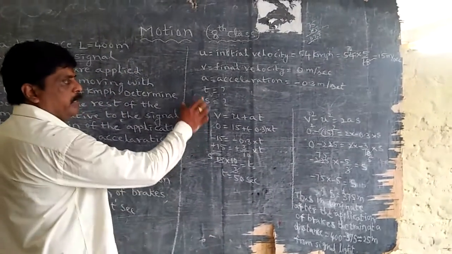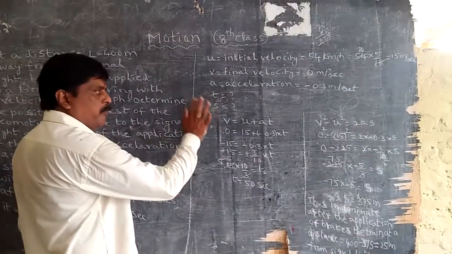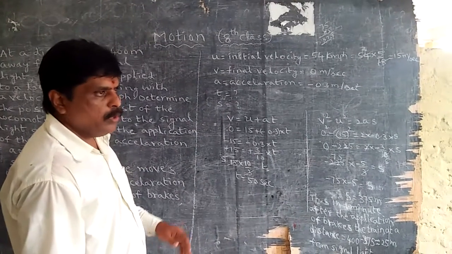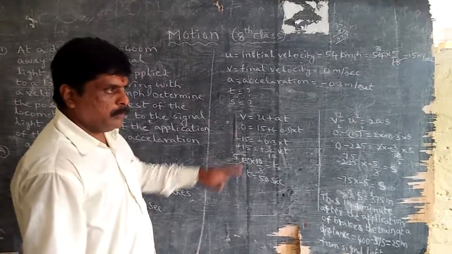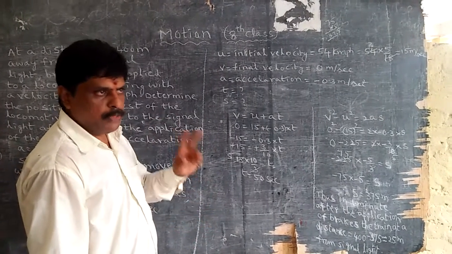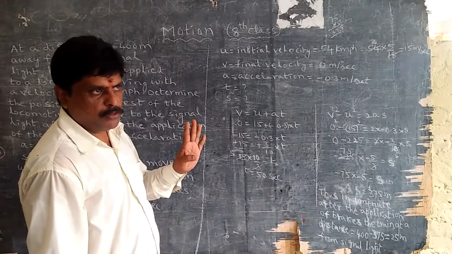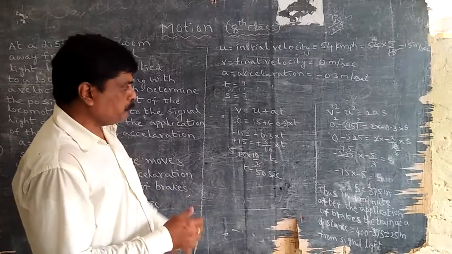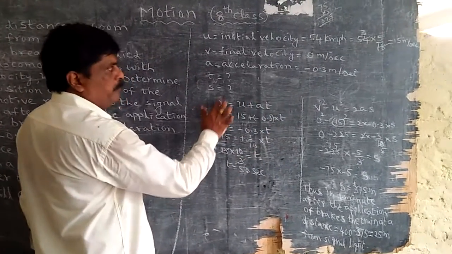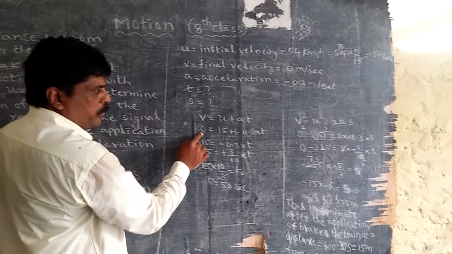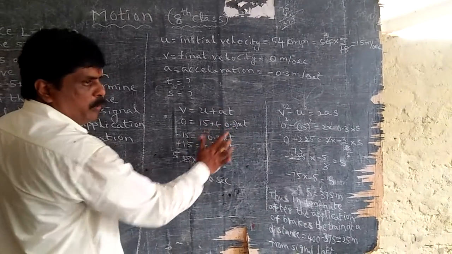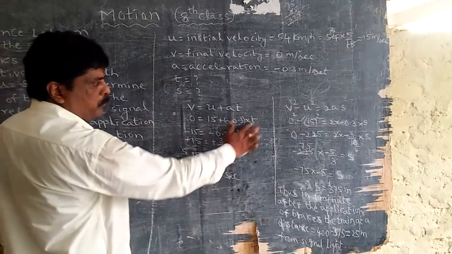Next you have to find the time taken, because to find s we don't know the time. You already know the four equations of motion. First of all, use v is equal to u plus at and find t. Here v is equal to 0, so put 0 here. u is equal to 15, put 15 here. a is minus 0.3, place minus 0.3 into t.